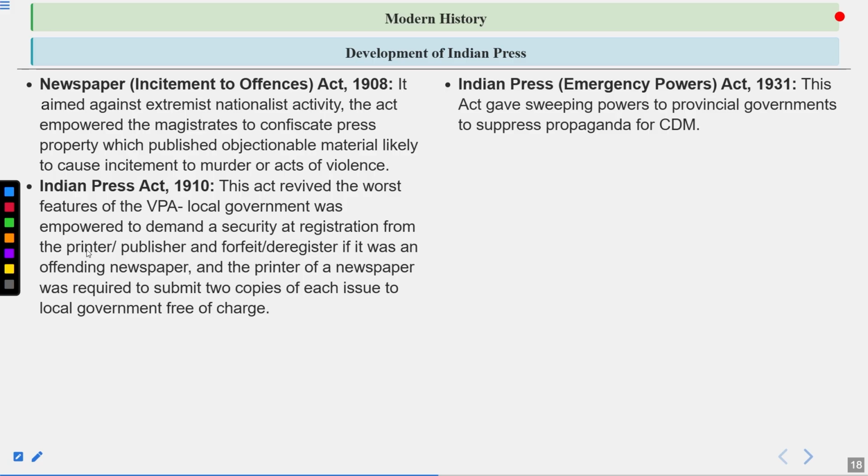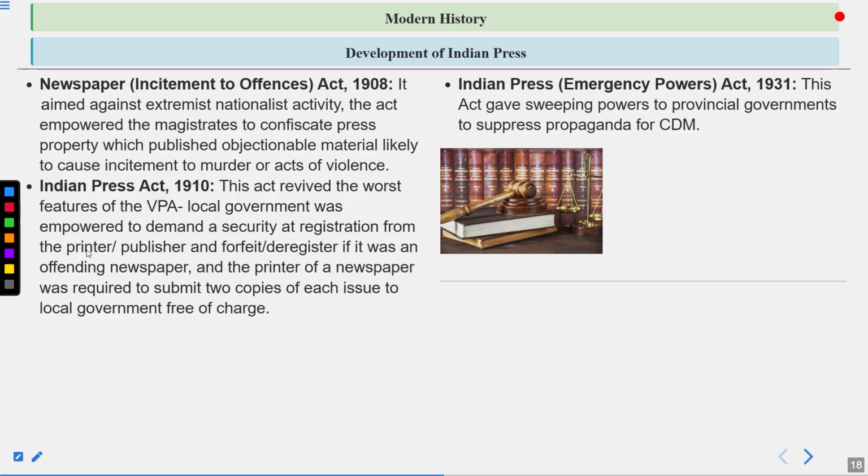Indian Press Emergency Powers Act, 1931. This act gave sweeping powers to provincial governments to suppress propaganda for the Civil Disobedience Movement. Another thing you can see is that every time the Britishers felt the newspapers were not working according to them, and the vernacular press was writing what it wanted, so they empowered the government to decide what the press should not write and what could not be printed in newspapers. So these are some of the different acts related to the banning of newspapers at that time.